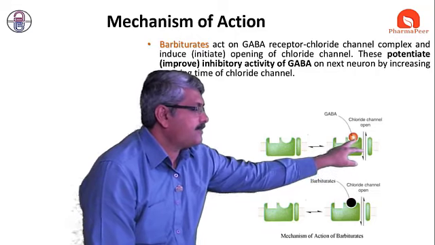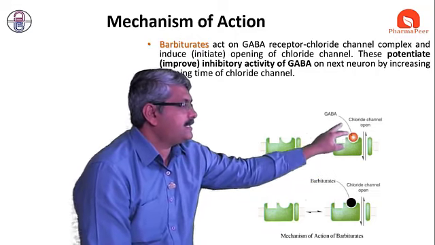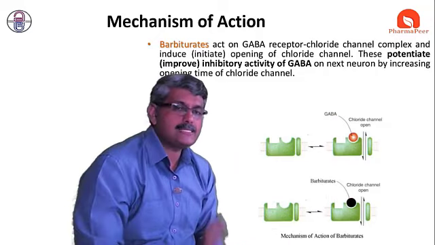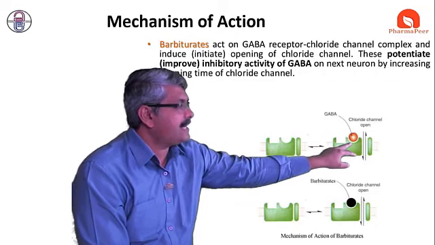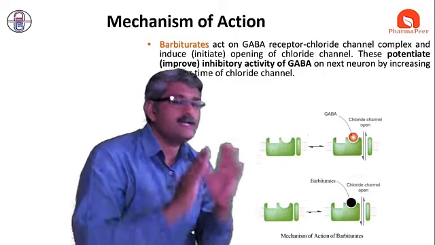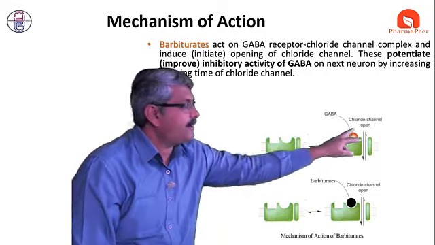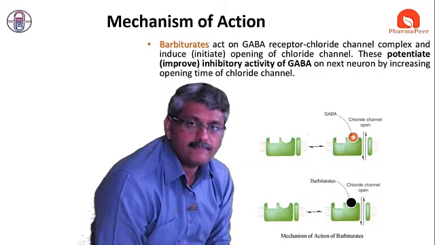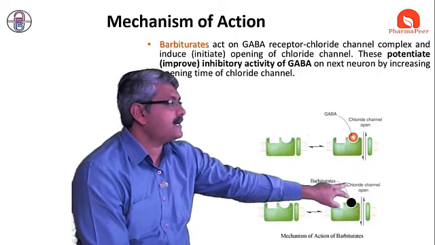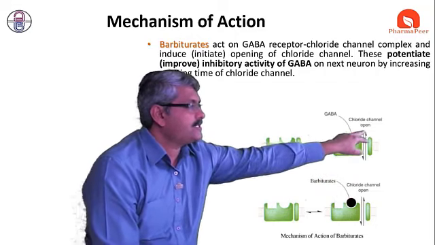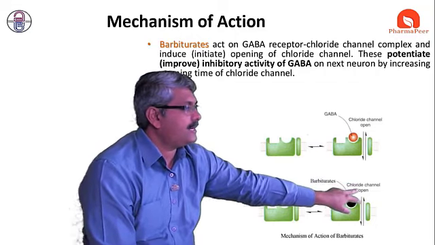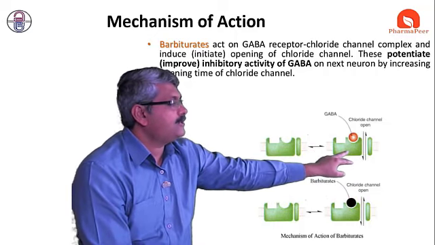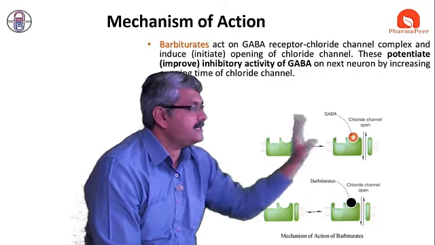But here, one agent is present, that agent we call GABA, that is nothing but gamma amino butyric acid. Whenever this GABA binds, then and only then this channel opens. As the channel opens, there is influx of one ion that we call chloride ions. So this is the chloride channel. Chloride ions come in through this channel when GABA binds with this receptor.